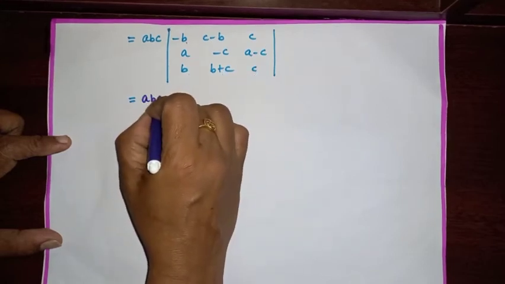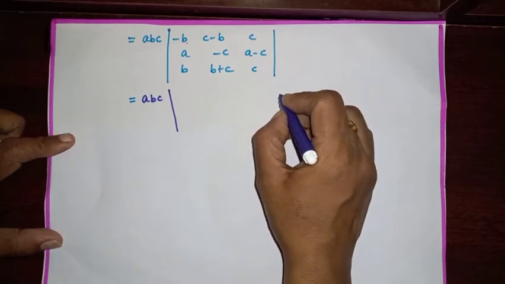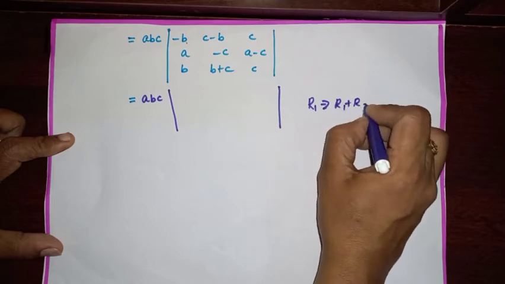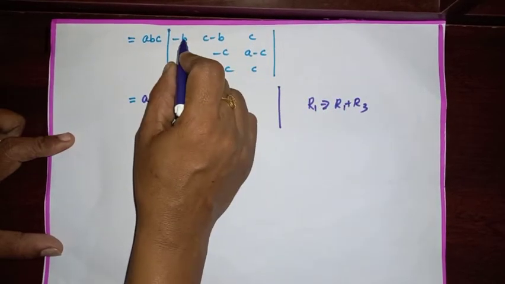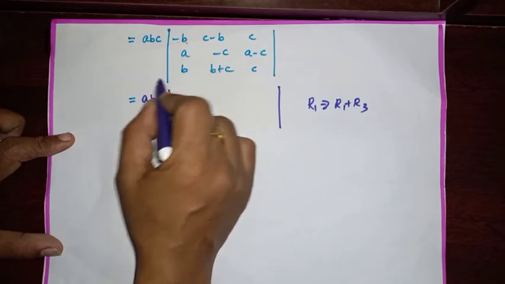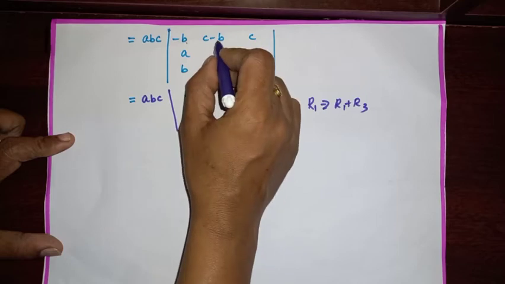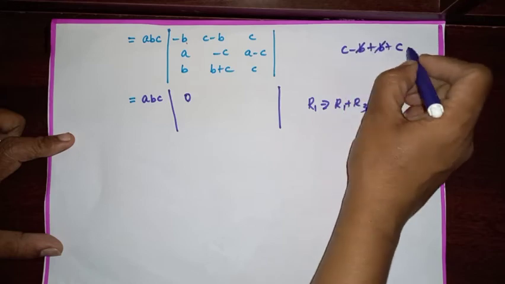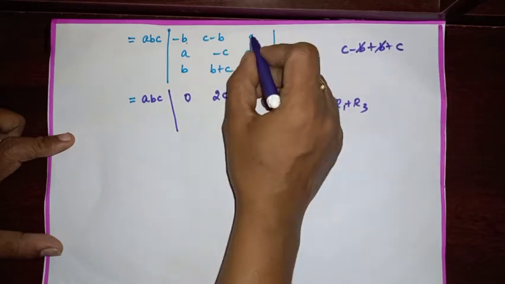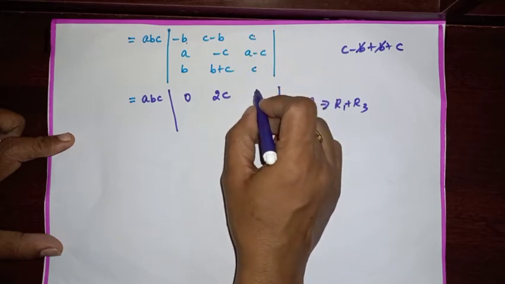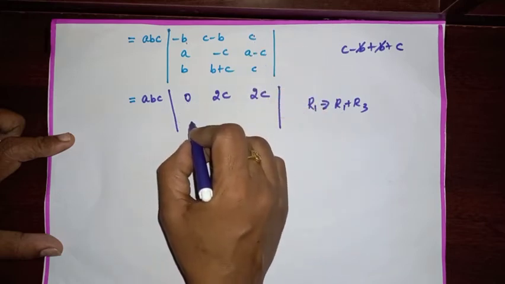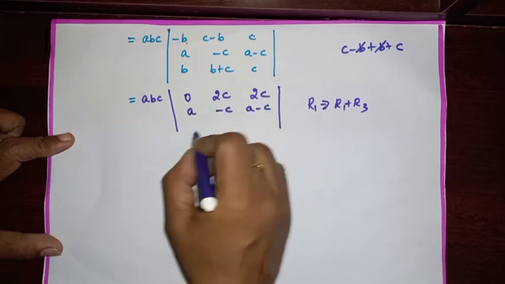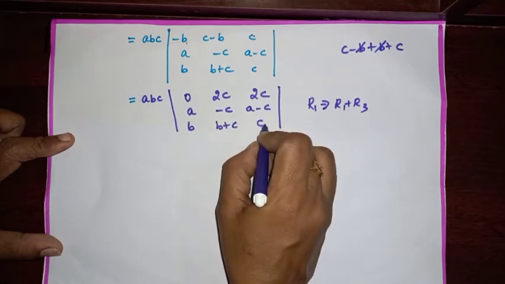So now I am going to add R1 and R3, changing row 1. Adding R1 plus R3, minus B plus B will be cancelled. Then we have 0. C minus B plus B plus C: plus B minus B will be cancelled, C plus C is 2C. So R1 plus R3 gives 0, 2C, 2C. Now we write the second row and third row as it is.